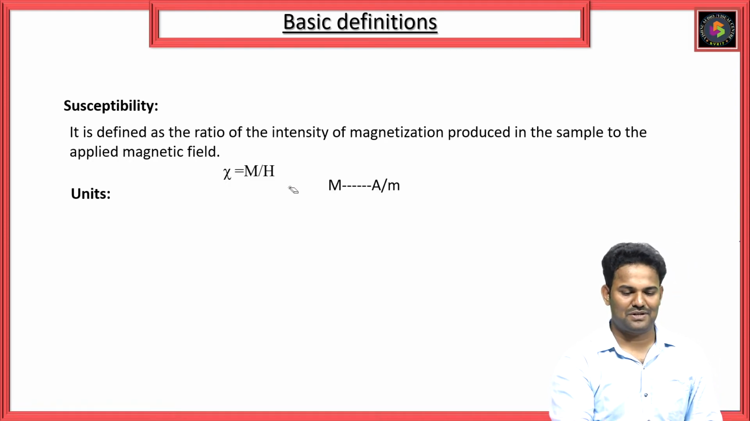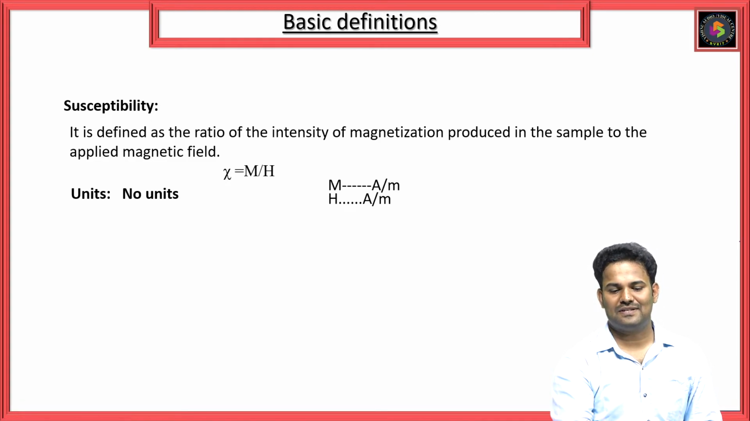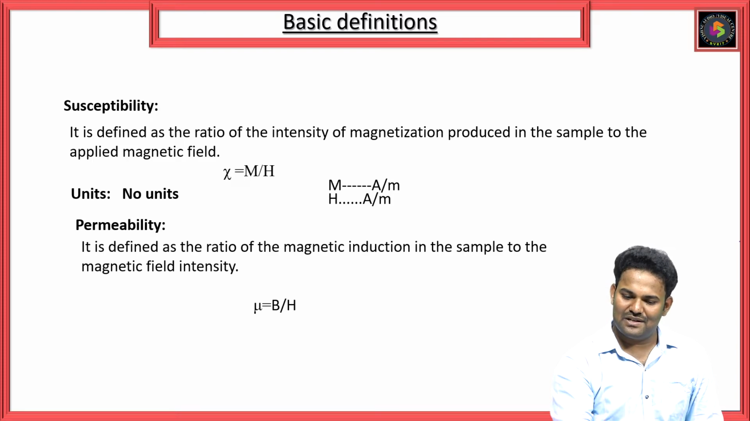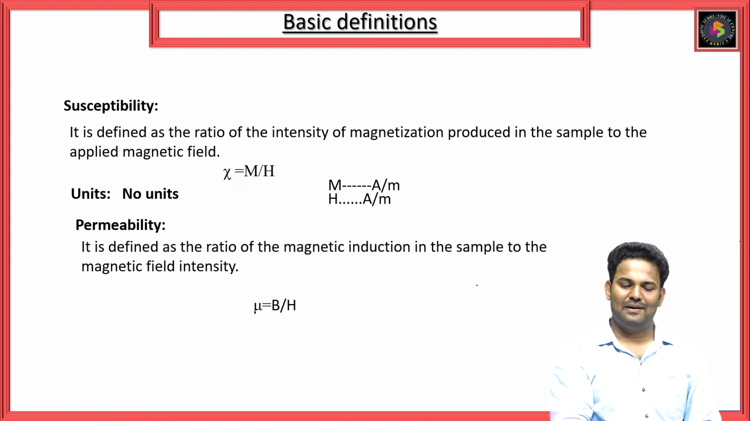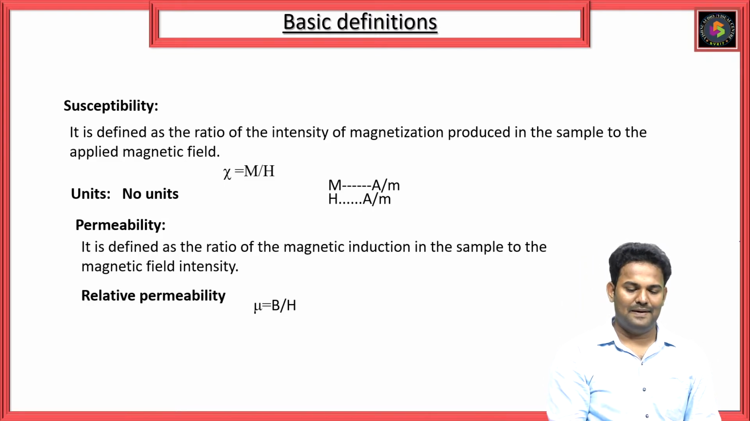So the unit for the susceptibility is nothing, because here there are no units. M has the same units as H. So Xi, the magnetic susceptibility, does not have any units. The permeability is defined as the ratio of the magnetic induction in the sample to the magnetic field intensity. So mu is equal to B by H, where B is the magnetic induction and H is the magnetic field. So mu is equal to B by H.